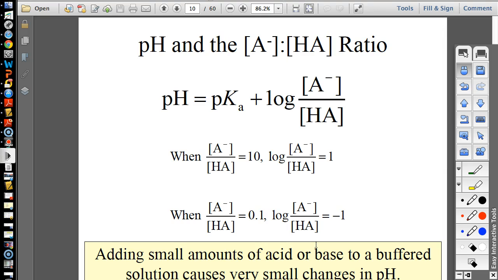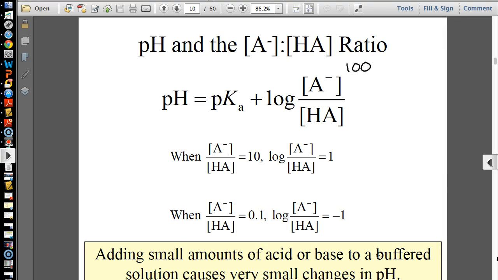So here's the thing. When you have a buffer, let's say I create in my solution 100 particles in relative terms of the conjugate base because I've neutralized added acid. When I neutralize added acid, I'm going to make a conjugate base, right? And then I have only like 1 particle of the acid left. Well, what's that going to change the pH? The log of 100, that's 10 to the second power, so the pH is only going to go up by 2. That's not a big pH rise, right?